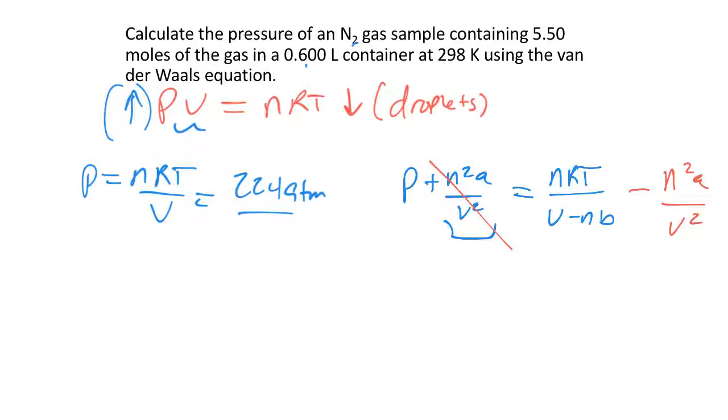So minus n squared a divided by v squared. OK, so what we would want to do is just plug in the moles wherever we see n. So we're plugging in 5.5 moles for n. That's in three different spots. The temperature is pretty obvious what we're plugging in. R is still the same, plugging in the same gas constant. We just have to look up the A and B constants from the chart. I'll grab those in just a second. And then we're plugging in the volume of our container in both spots here.